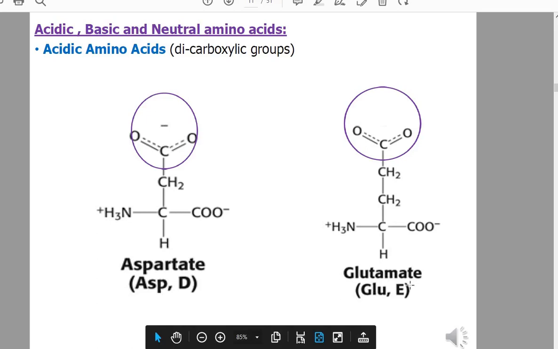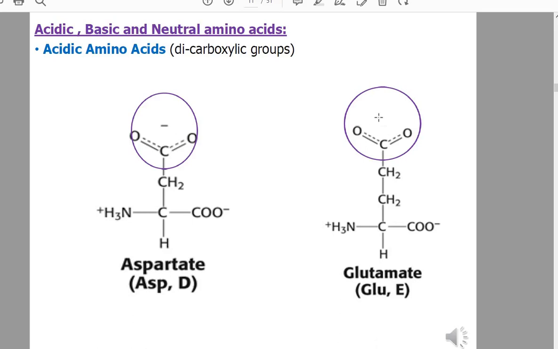They have two carboxylic groups, so this second carboxylic group tends to lose a proton and have a negative charge. So when I ask you what are the acidic amino acids, they are aspartate and glutamate, and you must know that they contain two carboxylic groups, and the second carboxylic group tends to lose a proton and have a negative charge.